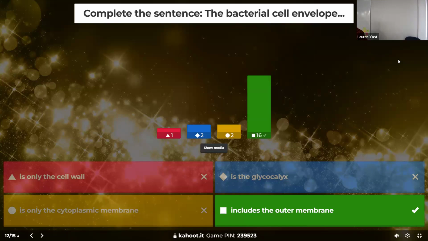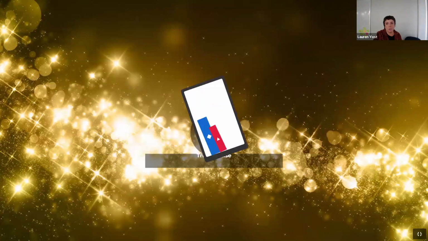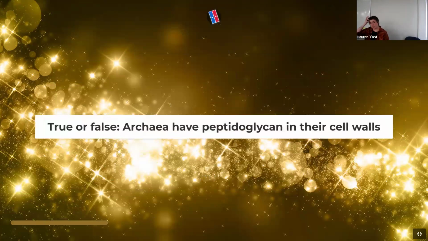A little bit tricky here. Again, the bacterial cell envelope will include the outer membrane if you have one, right? But it's not only the cell wall. It's not only the cytoplasmic membrane. It's the cytoplasmic membrane, the cell wall, and the outer membrane, if you have all of those things, right? So it's all of those things. The cell envelope does not include the glycocalyx. Most things will only make those under certain conditions.